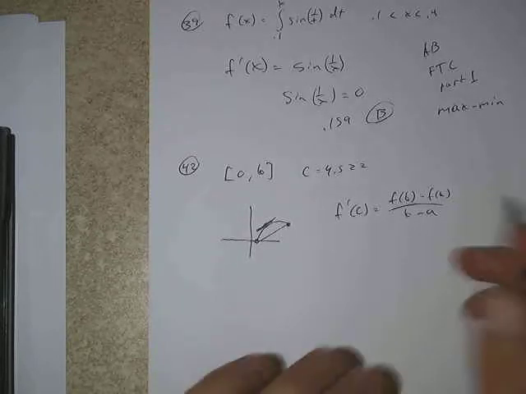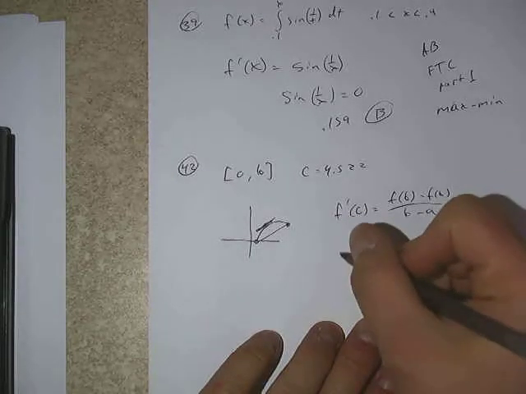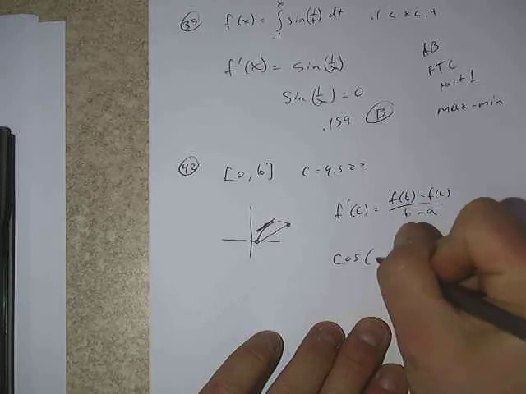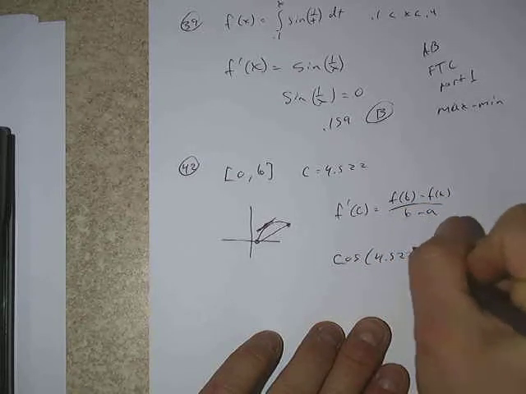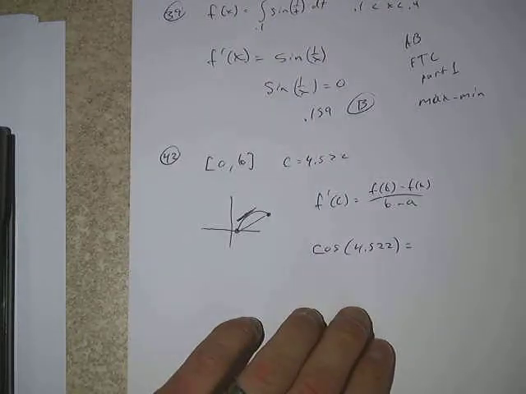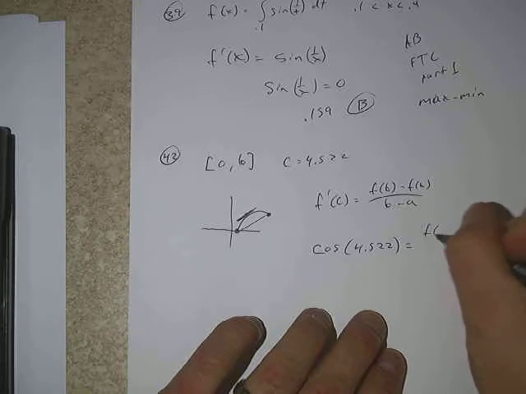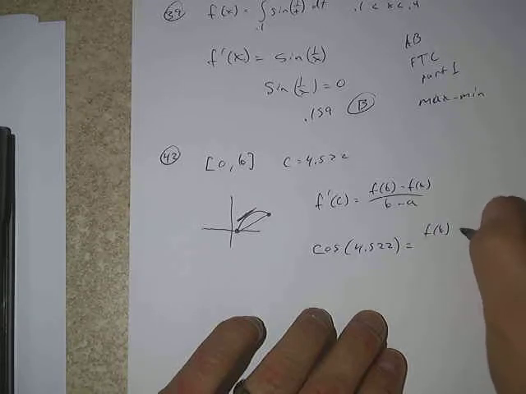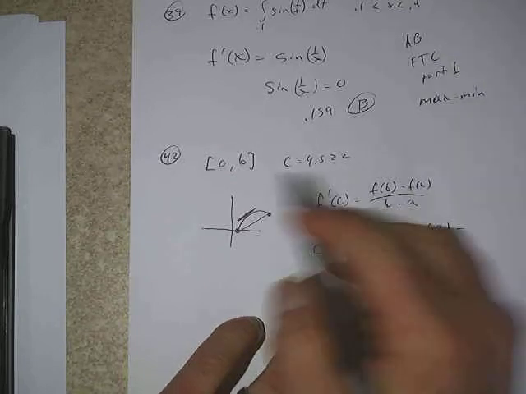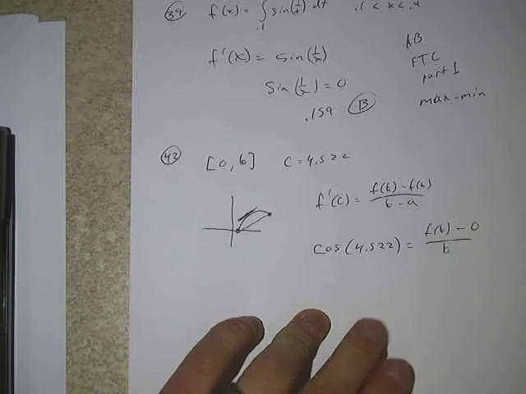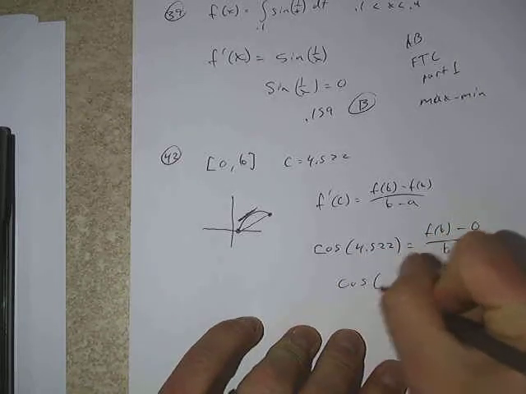Fair enough? So in picture it looks like that, in symbols it looks like that. Remember, the mean value theorem guarantees that that's true as long as we have a function that's continuous on the closed interval, differentiable on the open interval. Sine x, of course, is continuous and differentiable always, so that qualifies. So we want the derivative at c, so the sine's derivative would be cosine at c, and they gave us c was 4.522. So that would be our left side, the derivative at c.